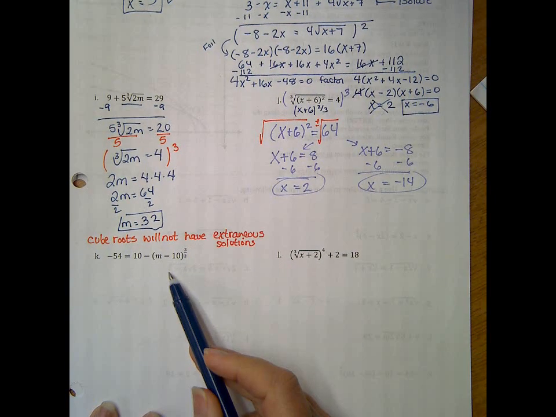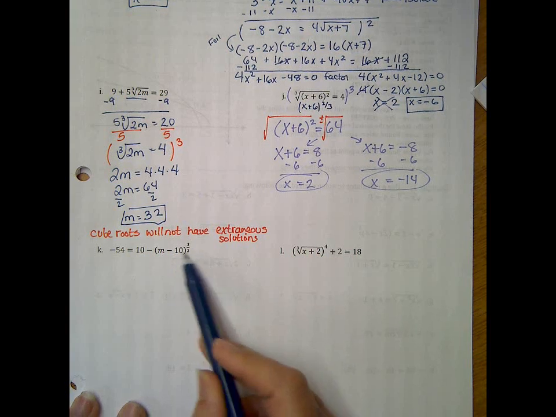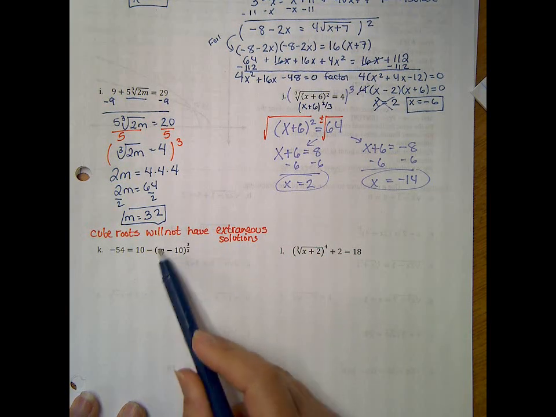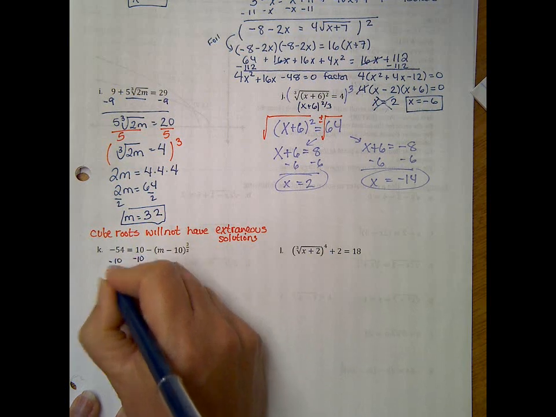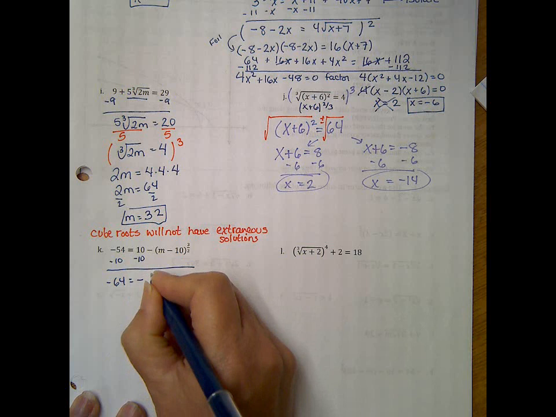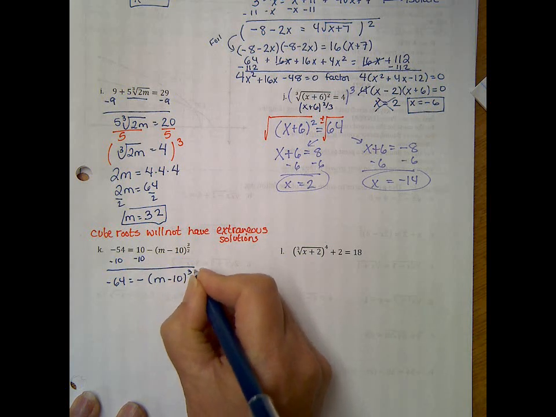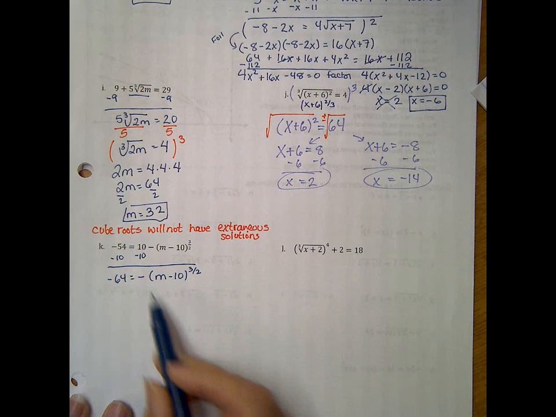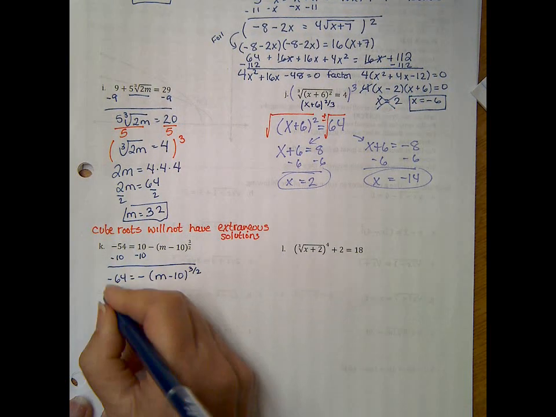So if it helps you, you can write this as power over root first, but we know we've got to get that isolated. So I'm going to go ahead and subtract 10 from both sides. And I get negative 64 equals negative m minus 10 to the 3/2. And I don't like that negative, so I'm going to divide both sides by negative 1.